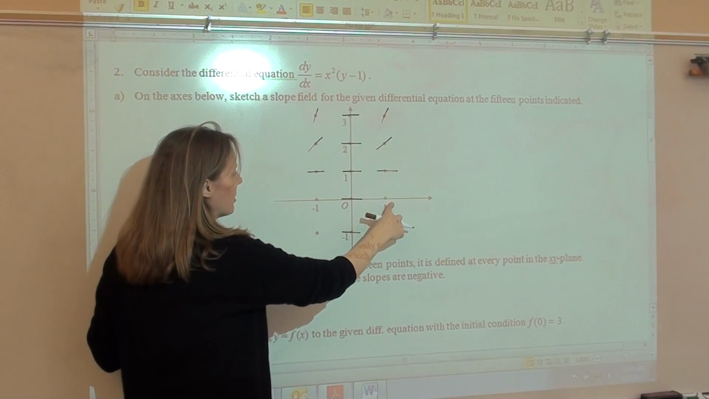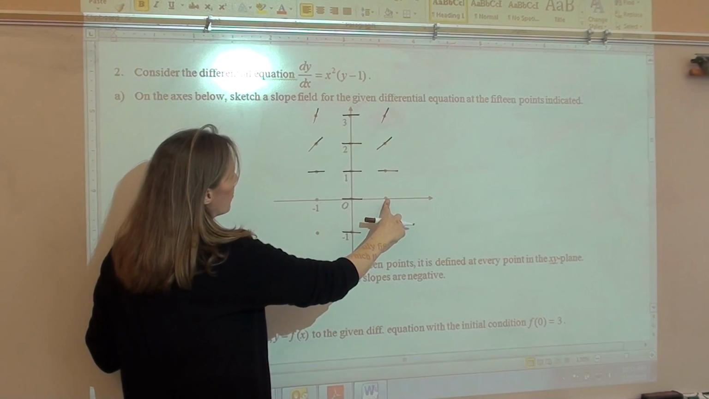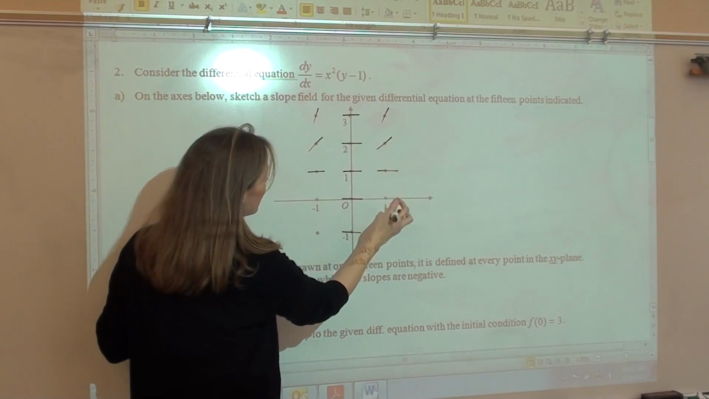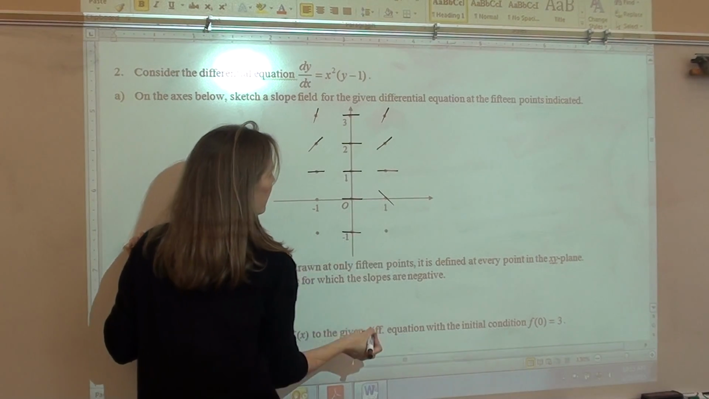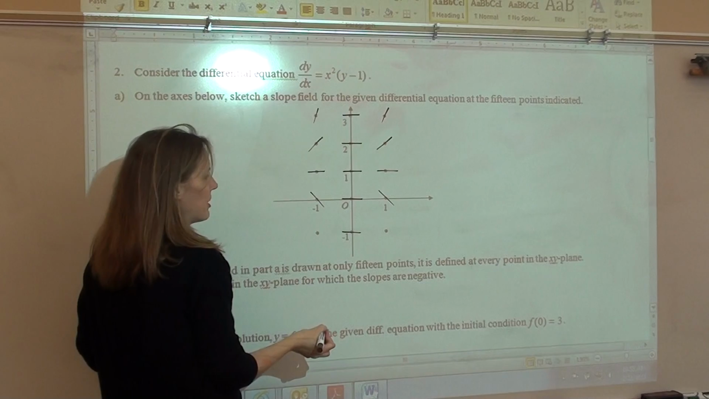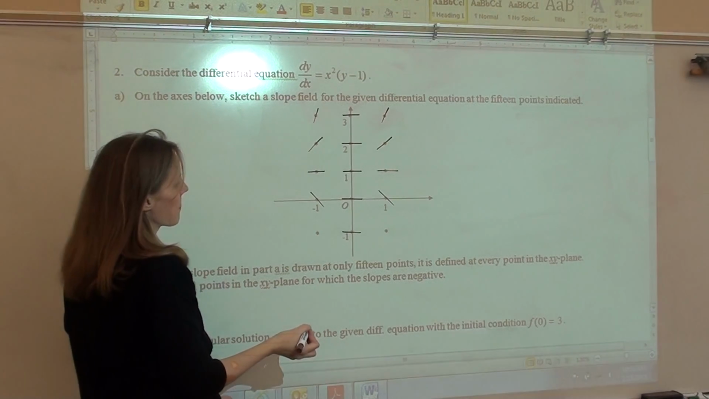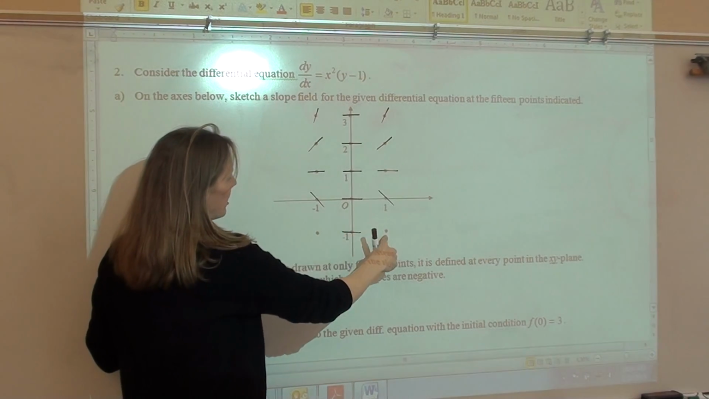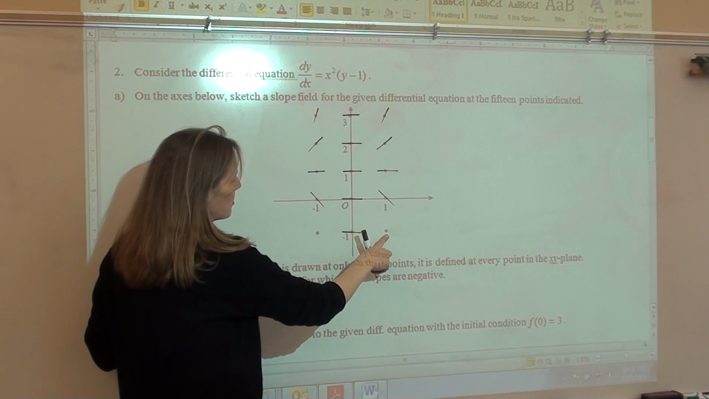Okay, so here we go. X is 1 and y is 0. We get a slope of negative 1. It's going to be the same there. If x is 1 and y is negative 1, we get a slope of negative 2.